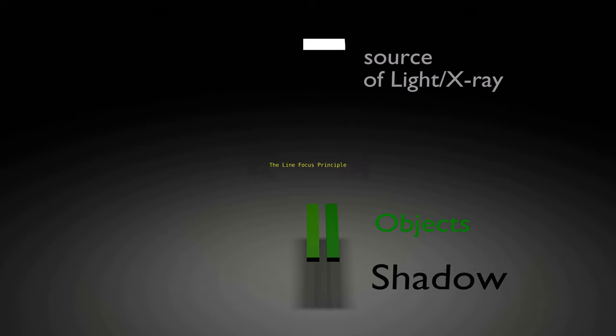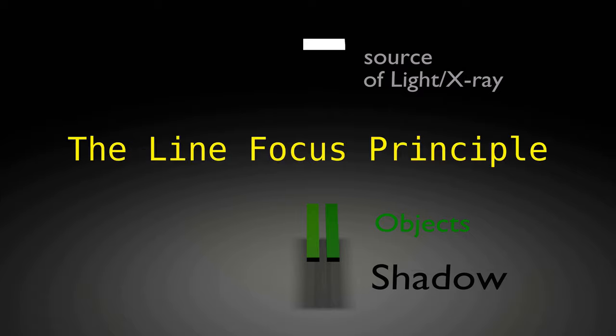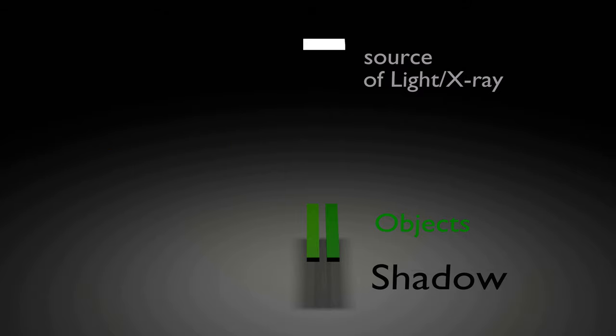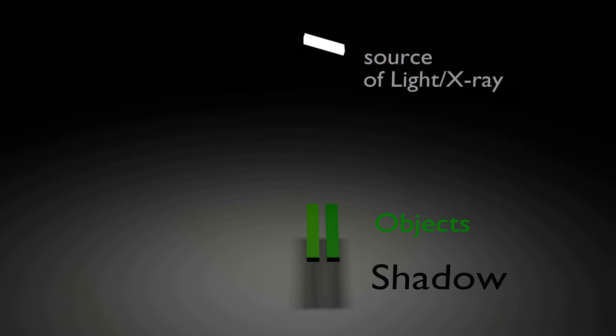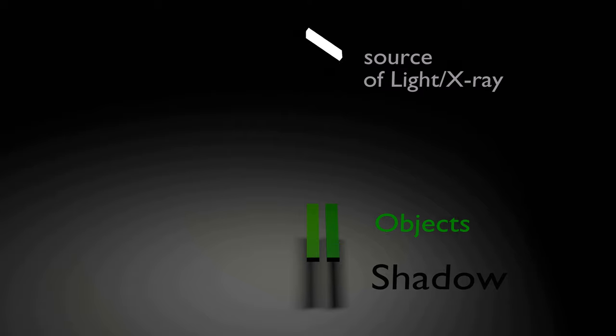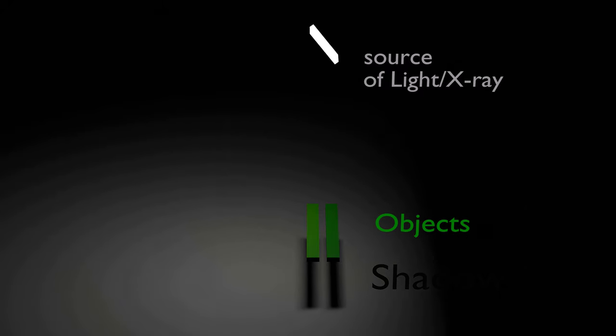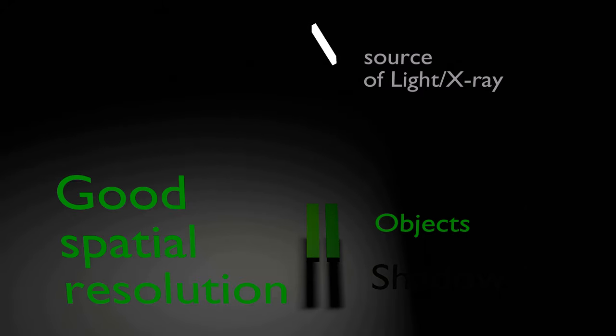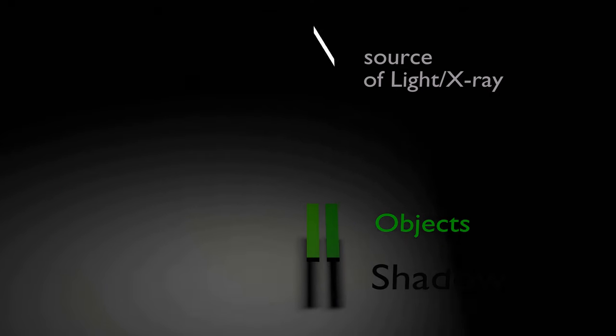The solution to this problem is the line focus principle. If one angulates the source or focal spot, the shadows will again become distinct. The spatial resolution is restored just by angulating the source or X-ray target. So, what does angulation really do?